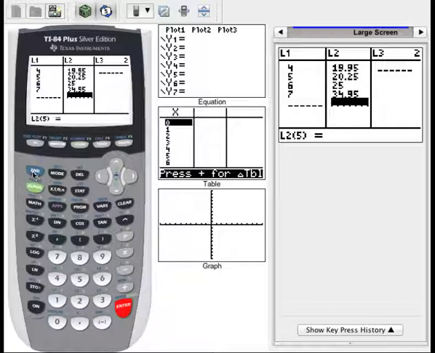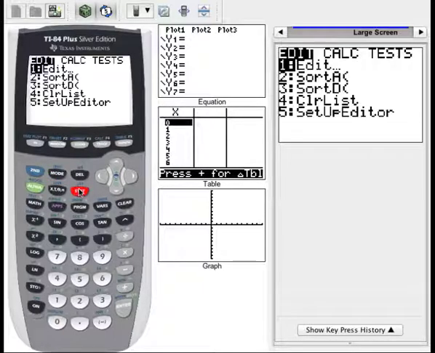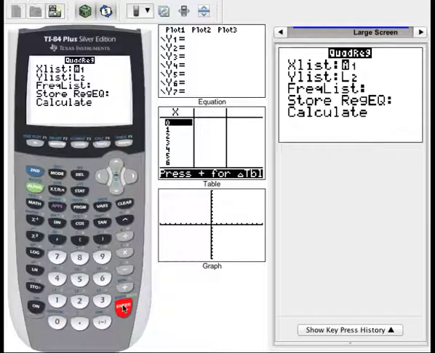So we're going to exit out of this. I always just hit second and quit, but I think you can go straight to the stat calculate menu if you want to. So I hit stat and go over to calculate. Now this time we want to go down to quadratic regression, so that's number 5. We've done linear regression, we want to do quadratic. If I went too far, we're going to hit enter.